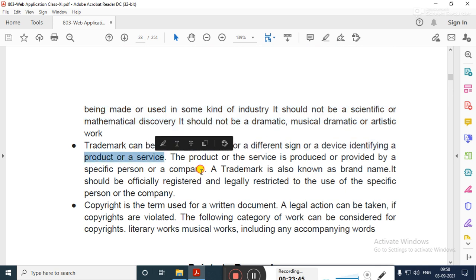A trademark can be defined as a name or sign or device identifying a product or a service. The product or service is produced or provided by specific persons or a company. A trademark is also known as a brand name, so it should be officially registered and legally restricted to the use of specific persons.